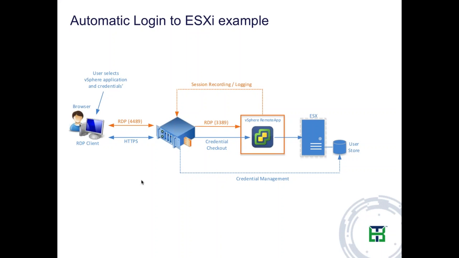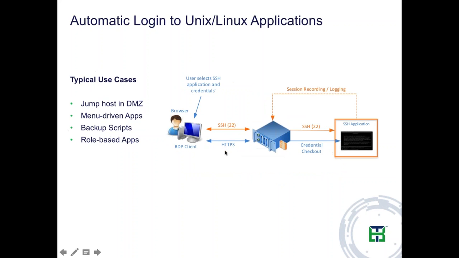Now, as well as being able to log you into an RDP session or SSH session, we can also launch applications. So, for example, ESX: we can manage your vSphere credentials. We could then launch vSphere automatically as a remote app and automatically get signed in. We pass the credentials through. Everything gets recorded. Everything that you do is indexed and replayable. Same thing for Unix, Linux. We can allow you to launch applications, and we can pass credentials to those applications.